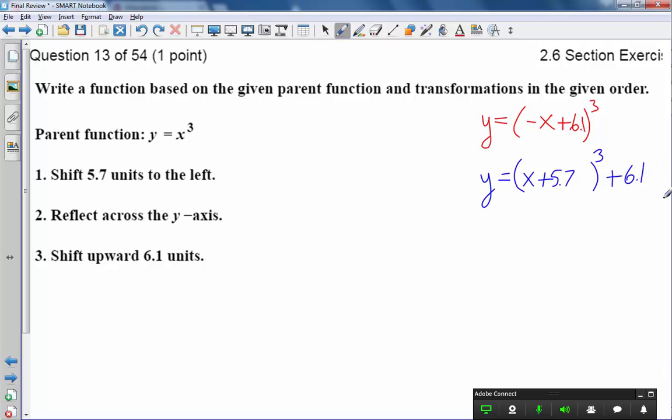Okay, there's a second answer. Do you want to revise those? Y equals negative x plus 5.7 in parentheses with a cube on the end, plus 6.1. So you switched 5.7 and 6.1 out. The only difference is yours doesn't have a minus.